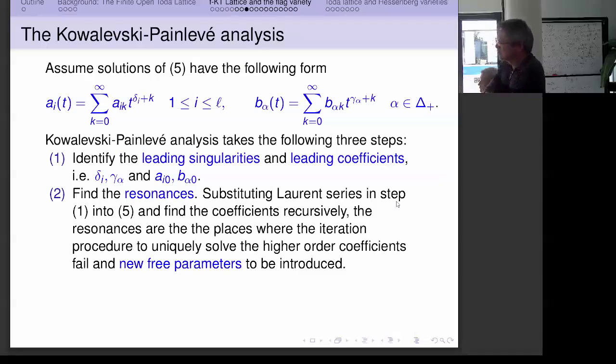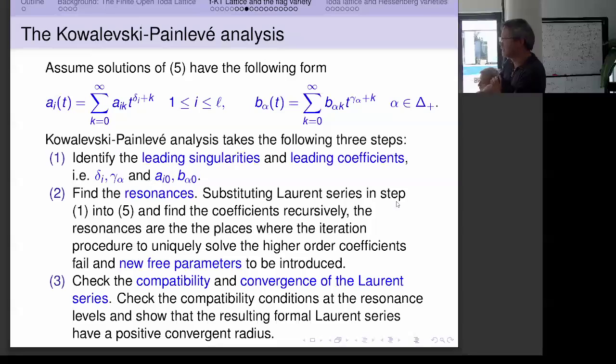And the second one is that when you do this, you will have some kind of problems called resonance. This resonance is bad because you couldn't iterate this procedure anymore, and you have to introduce some new parameters. I will show you how you find these resonances. And also at last we need to check some compatibility conditions, and we also need to show that these Laurent series are convergent. Okay.